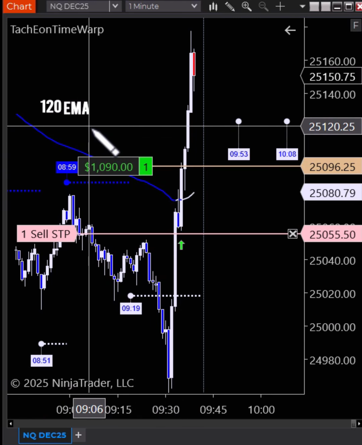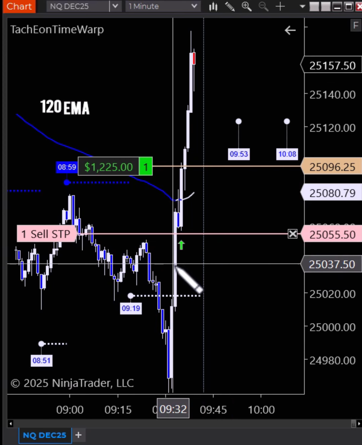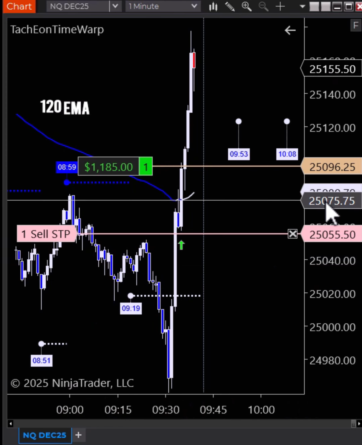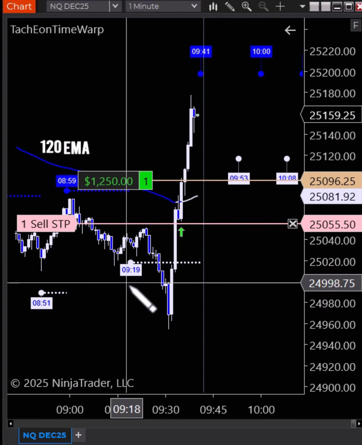And again, it's not a magical trend line. You can use what you want. Some people use a 20. Some people use a 200. You might use a VWAP. You might use a Bollinger Band or a Keltner channel. It doesn't matter. What matters is I knew to look for buying between 919 and now this signal at 941.